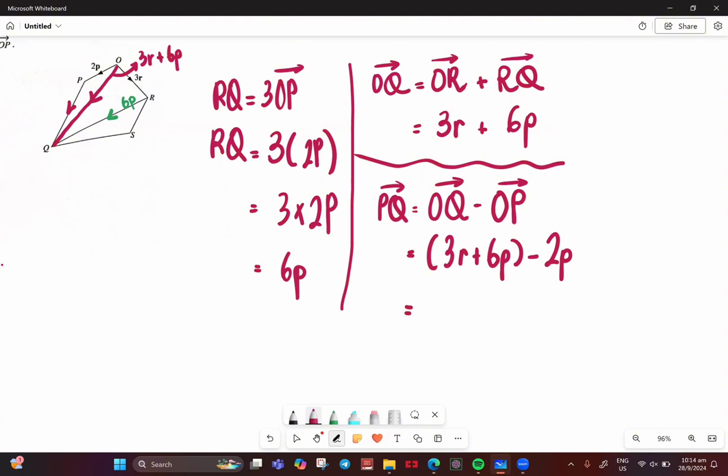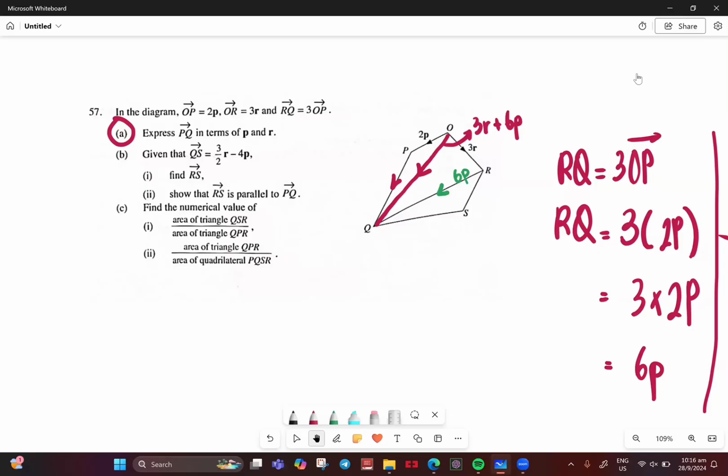And then from here, you want to make sure the same family sit together. So 3R is on its own. 6P minus 2P becomes positive 4P. So this is your answer for this question. For PQ, I just want to note down that PQ is actually equal to 4P plus 3R.